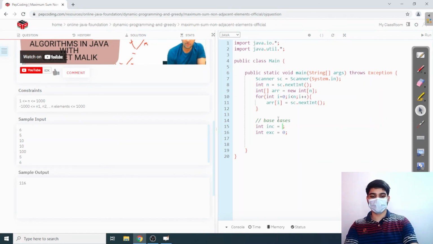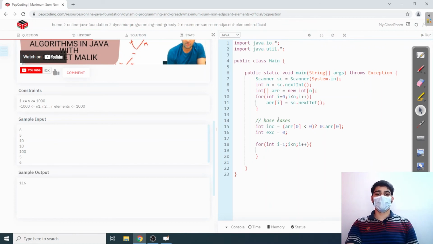So what we can do is check over here, if my array of 0 is smaller than 0, that means it's negative, so we can have 0. Otherwise, we can simply have array of 0 over here. Now, what do we have to do from the second index, which is our first index? We have to traverse till the last index, which is n.